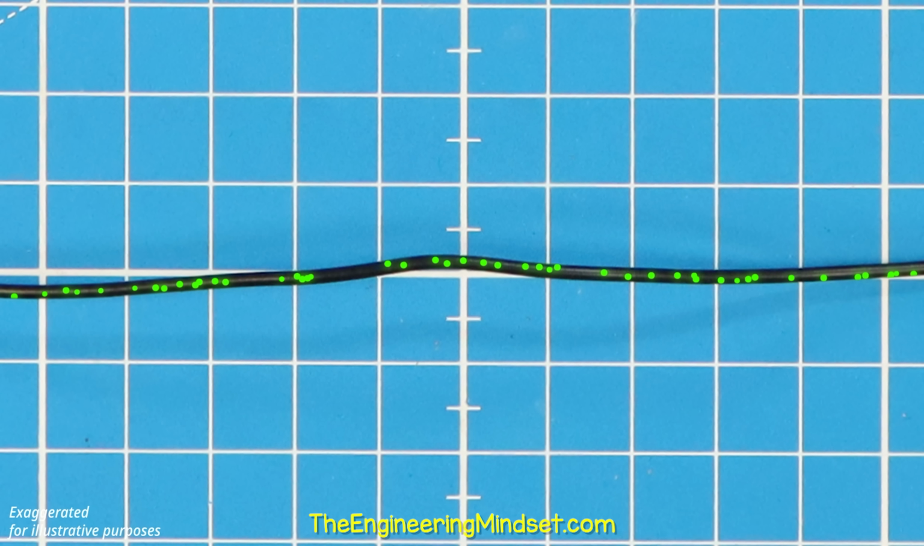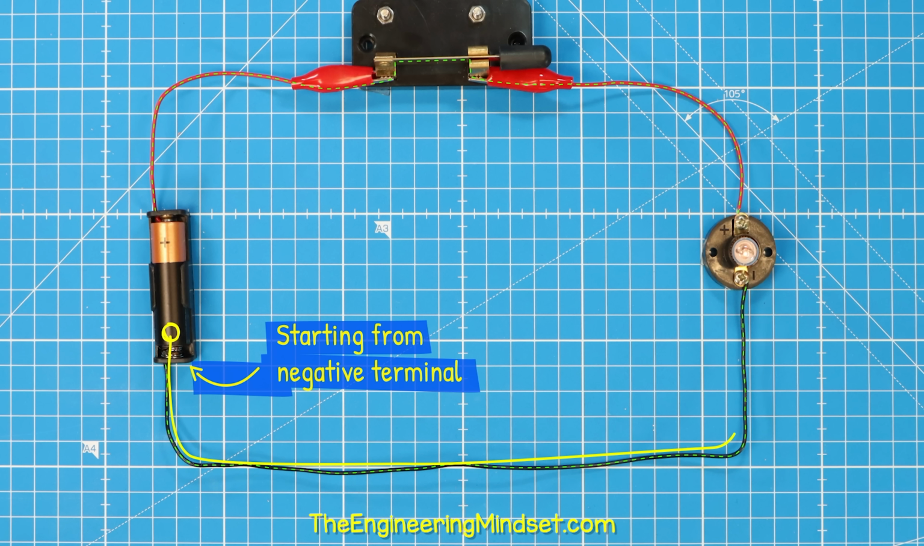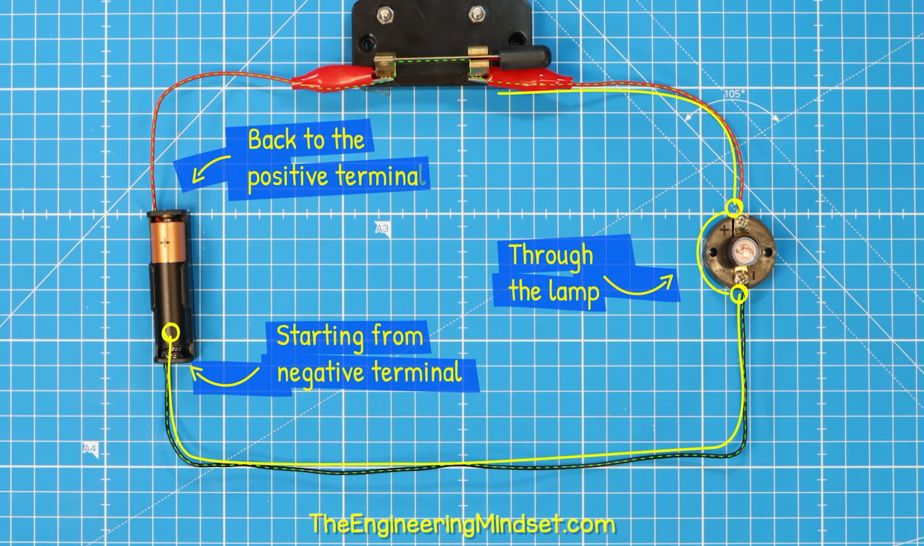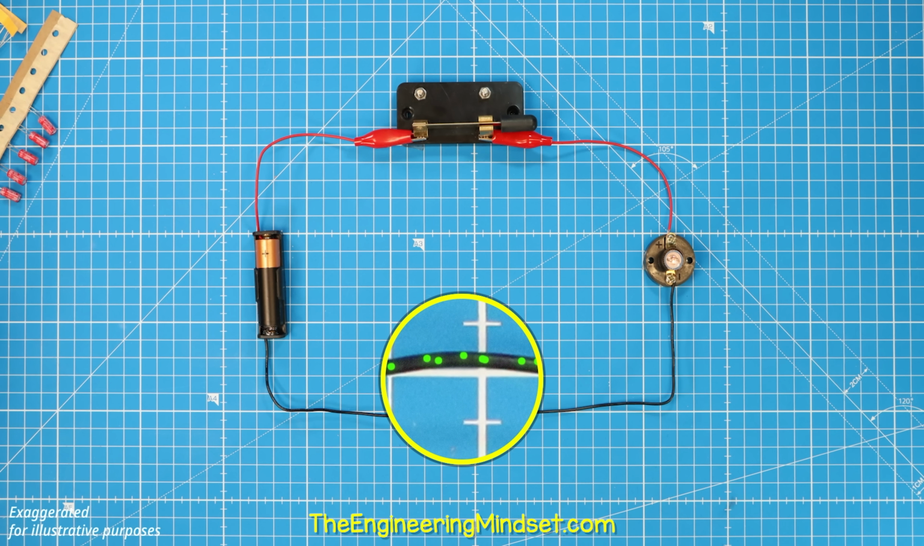What's happening is tiny particles called electrons are moving through the wire from the battery's negative terminal through the lamp and into the positive terminal. They actually move a very small distance, but I'll explain that in just a moment.